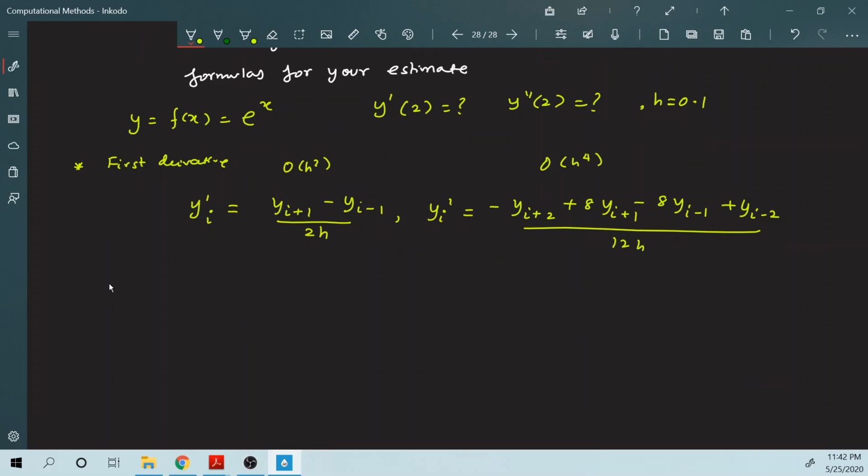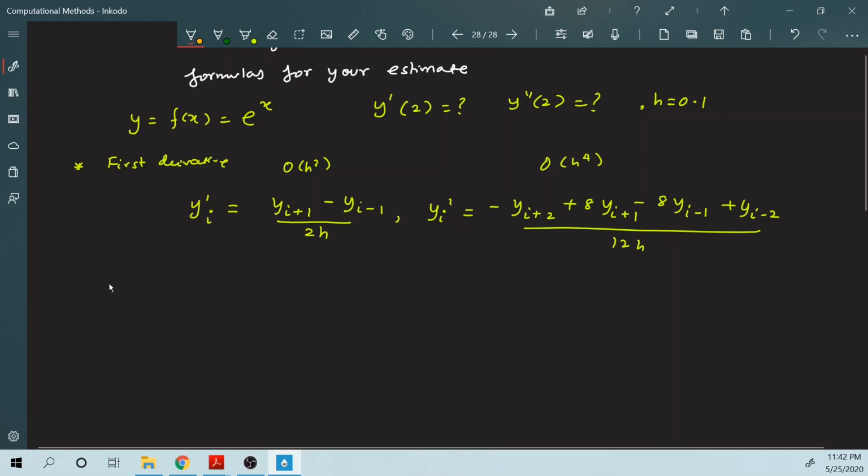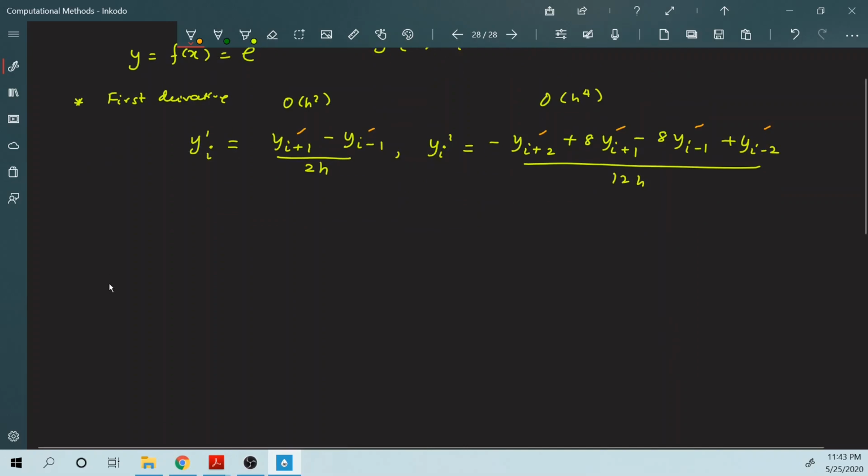Okay, so if you want to find out the first derivative, so you can see here that you have to find out the value of yi plus 1, yi minus 1, yi plus 2, yi minus 2. If you find out these values and substitute those values in this equation, you will find out the first derivative at that particular point. Now to do that, let us draw a table.